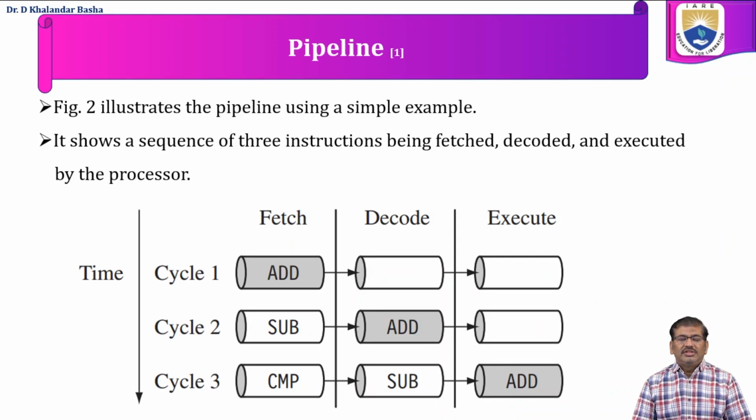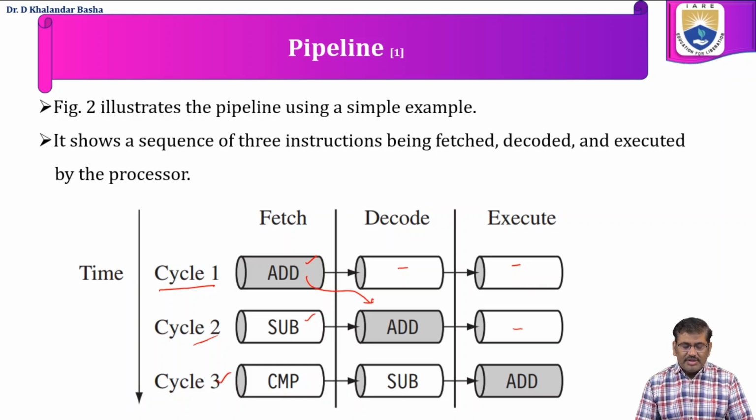pipeline using a simple example. In cycle 1, let us consider the add instruction is fetched, where we don't have anything to be performed in the decode and execute phases. In the next clock pulse, that is cycle 2, this add instruction goes to the next stage, the decode phase. Now the fetch is empty, so the subtraction instruction enters the fetch cycle, and no operation is done in the execution phase.